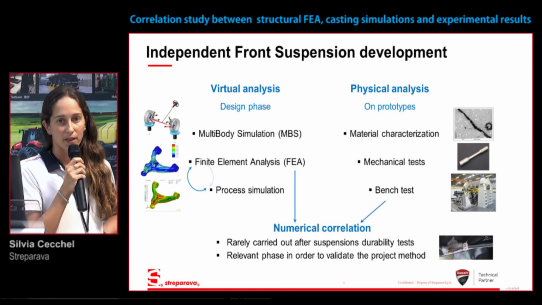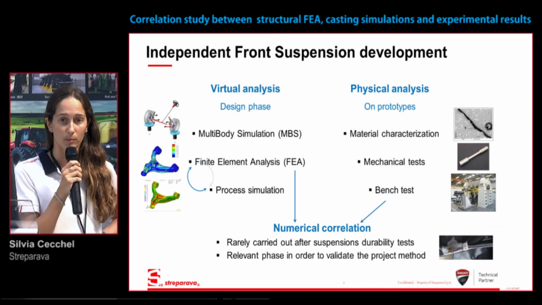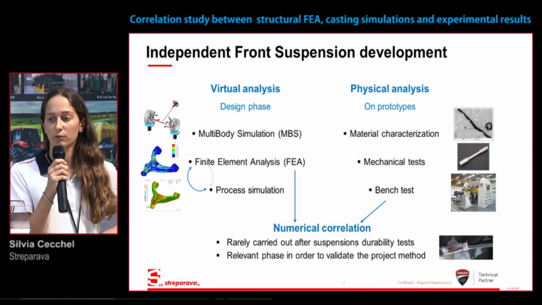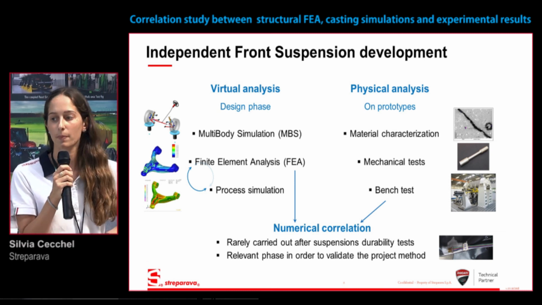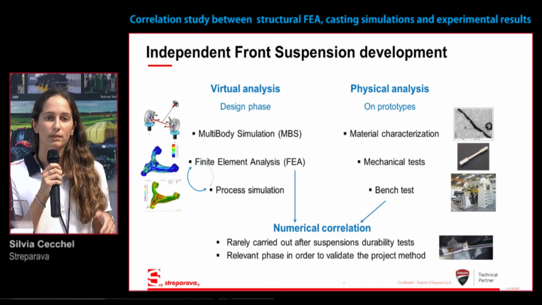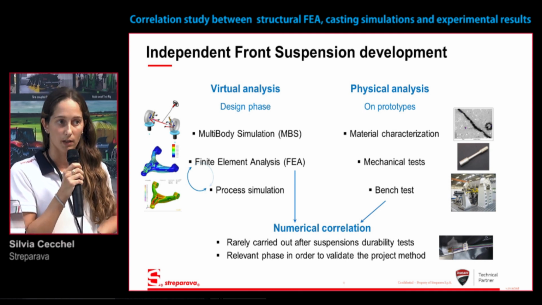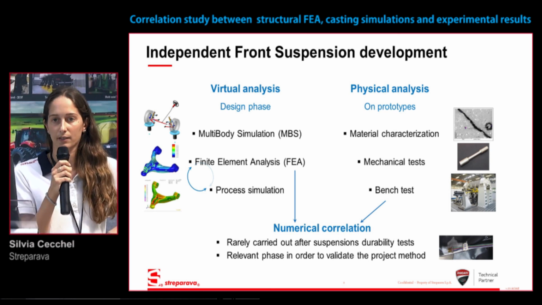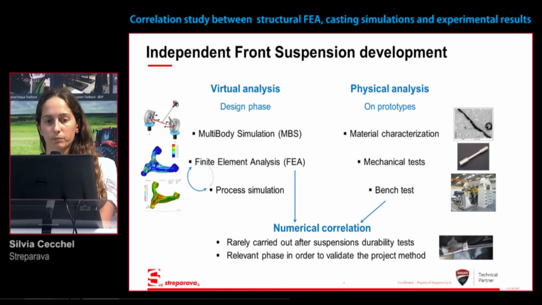Another very relevant topic is a numerical correlation between the analytical prediction coming from the structural simulation and the experimental test. This is a very relevant topic, especially for this kind of application for suspension components, and is very important also for new projects, for innovation projects, in order to validate not only the product, but also the project itself. And this is something that we have seen is really carried out, especially during the durability test of suspension components, of the kind of component that we are developing.